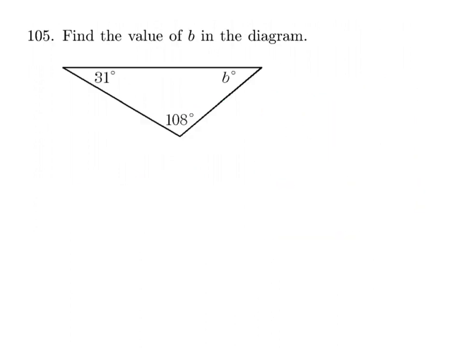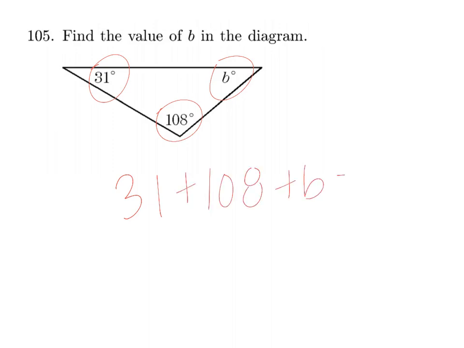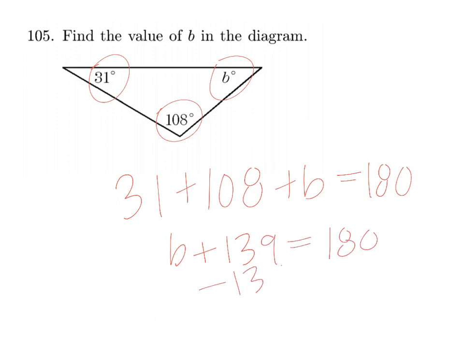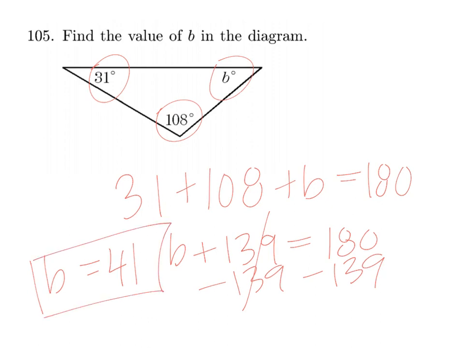Find the value of B in the diagram. All right, we have 3 angles for the triangle, and they all add up to 180. All right, simple algebra problem here. So I have 41 for B. Done.